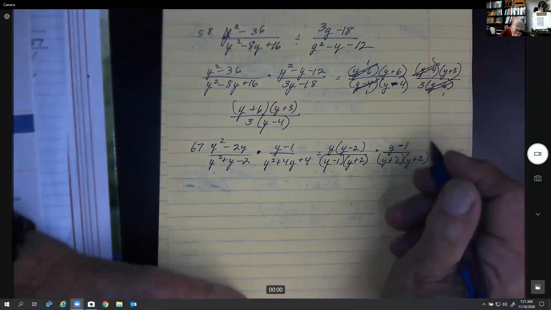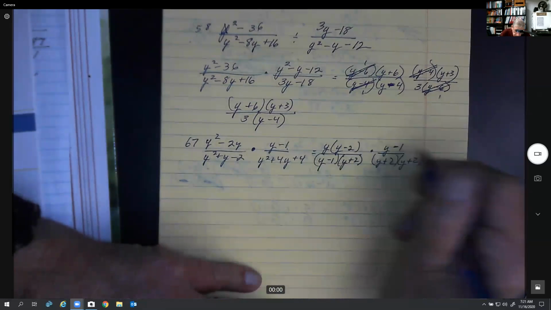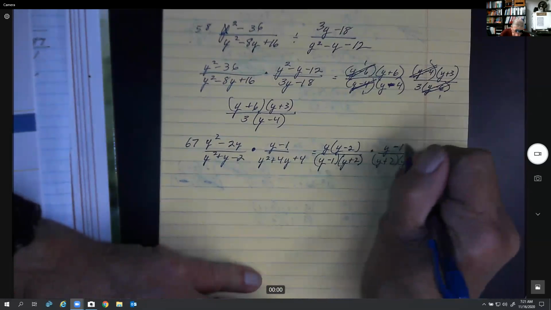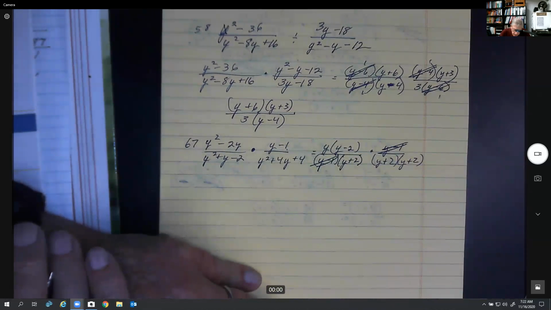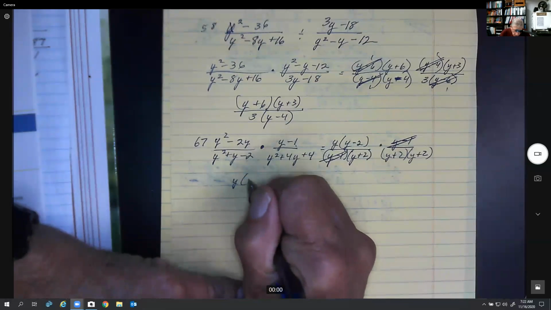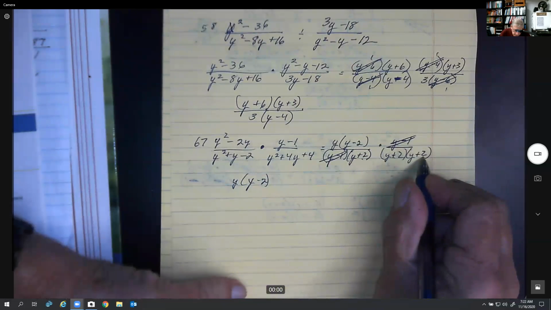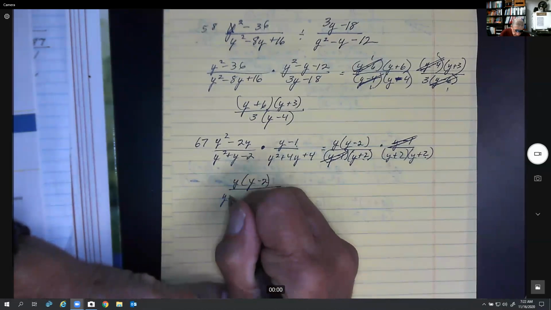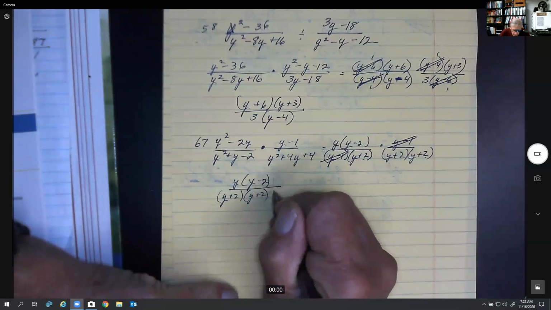So let's see what we can do on this part. I guess there was another part to this, but I'm just doing this much of it. So the y plus 2's, not much is going to cancel, just this y minus 1, and that would be all that could cancel. So this, leave it factored, y times y minus 2. And if you want to, you've got 3 of these, so you could write y plus 2 to the third, or you can write it as y plus 2, y plus 2, y plus 2.